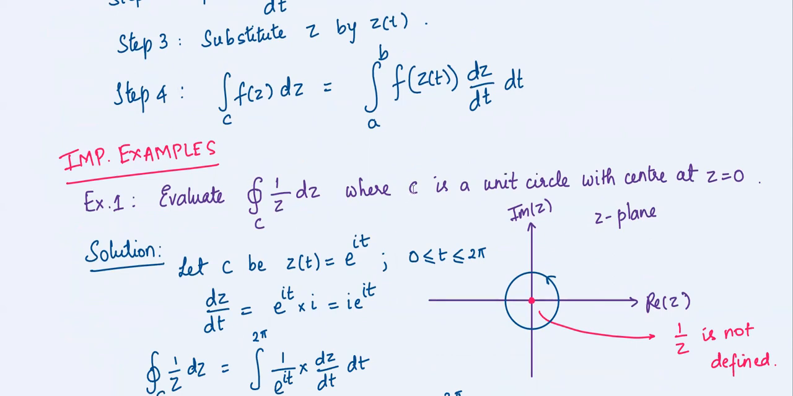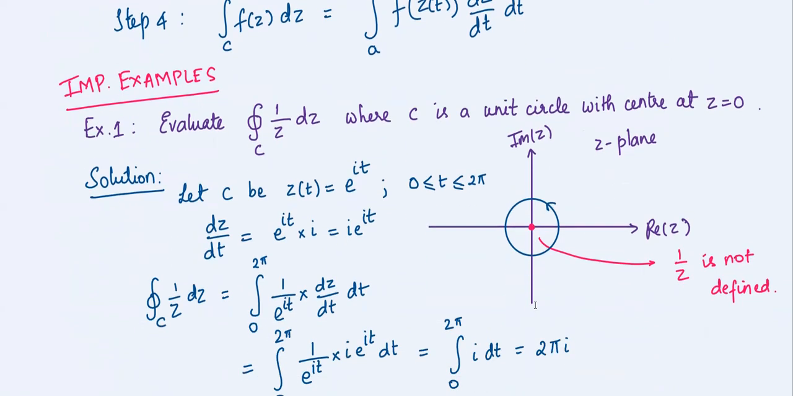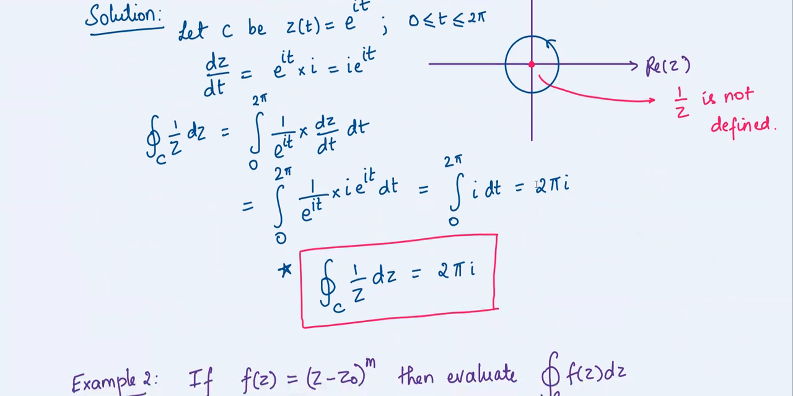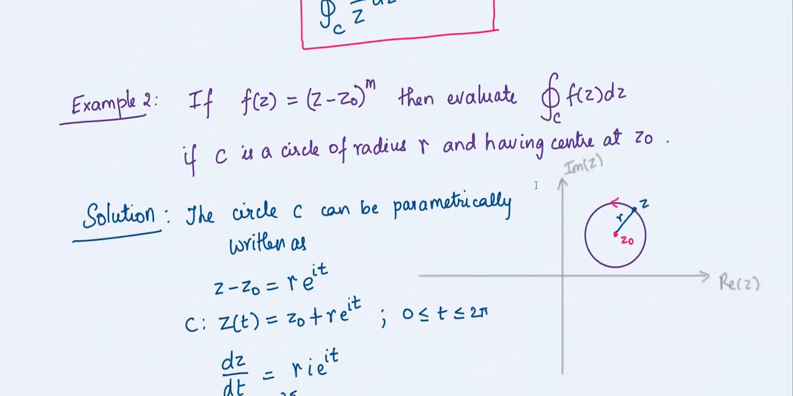Integral of 1 over z dz over a circular path C, unit circle, with center at O. So we know that function is not analytic at z equal to 0, because function is not defined. And if we circulate along that path, then we get 2 pi i. Otherwise, if the function is analytic throughout and we take a circular path, you get the integral as 0. So that's what we showed by this example, f of z equal to z minus z naught whole power m.